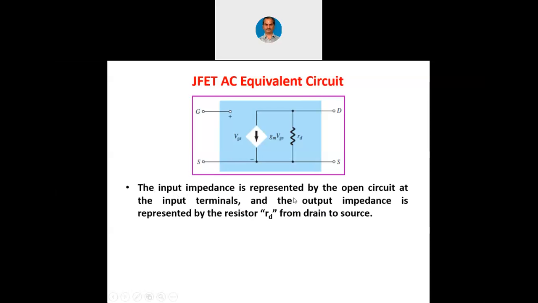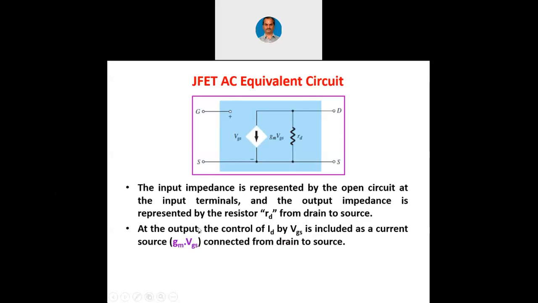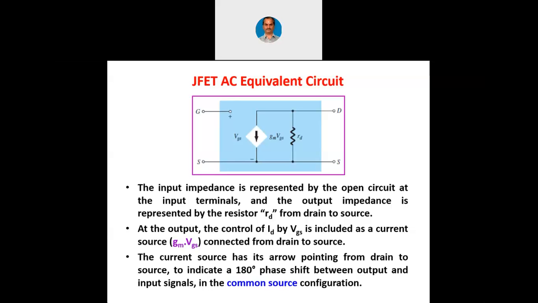The input impedance is represented by the open circuit at the input terminals, and the output impedance is represented by the resistor RD from drain to source. At the output, the control of ID by VGS is included as current source GM into VGS connected from drain to source. This point I had already explained a few minutes before. The current source has its arrow pointing from drain to source to indicate a 180-degree phase shift between output and input signals in the common source configuration. This is the same as our convention which we used in BJT circuits, and you are already familiar with it.